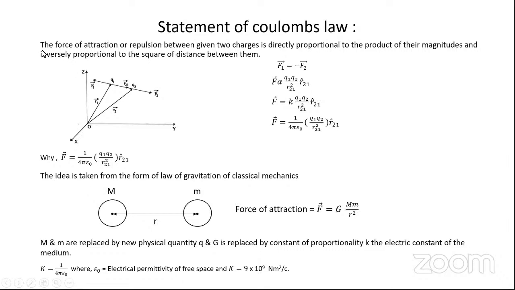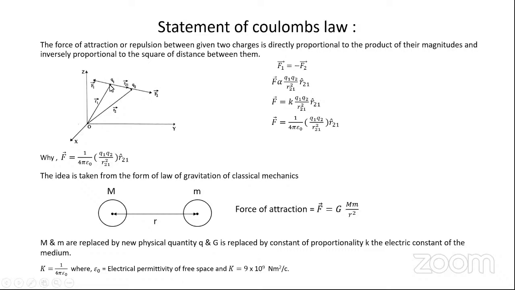This is the statement of Coulomb's law. The force of attraction or repulsion between two given charges is directly proportional to the product of the magnitudes and inversely proportional to the square of the distance between them. I have shown here the position vector of q1 and the position vector of q2, that is r1 and r2, with respect to the Cartesian coordinate system x, y, z, and the distance between q1 and q2 is the vector r21.